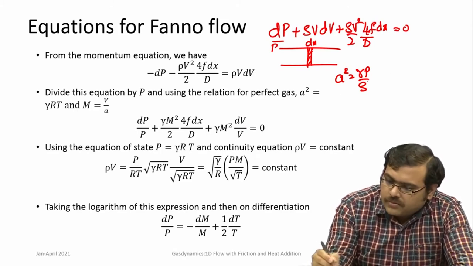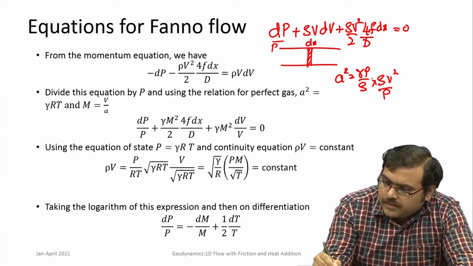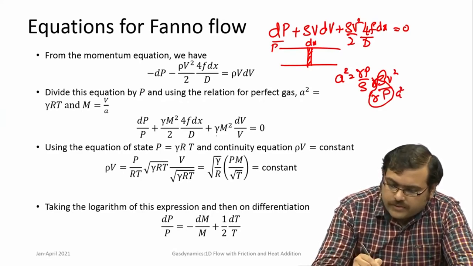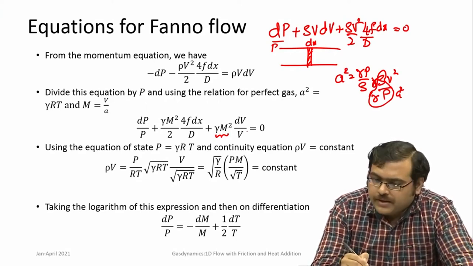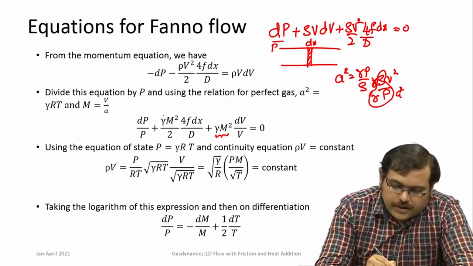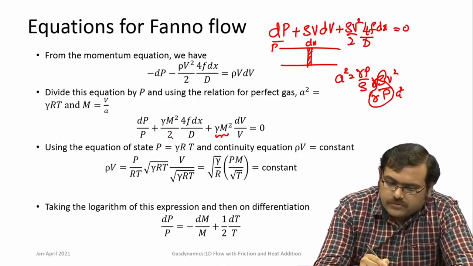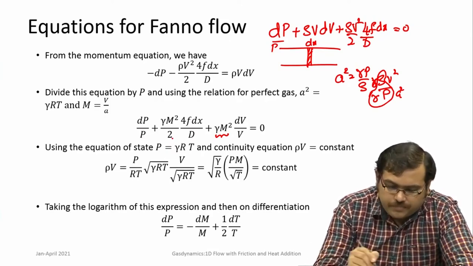Now, rho v squared by p: multiply by gamma and divide by gamma, and since gamma p by rho is a squared, this turns out to be gamma M squared, which is the term over here. So, gamma M squared dv by v. Rho v squared by p is gamma M squared, so the friction term becomes gamma M squared by 2 times 4f dx by d, along with dp by p.